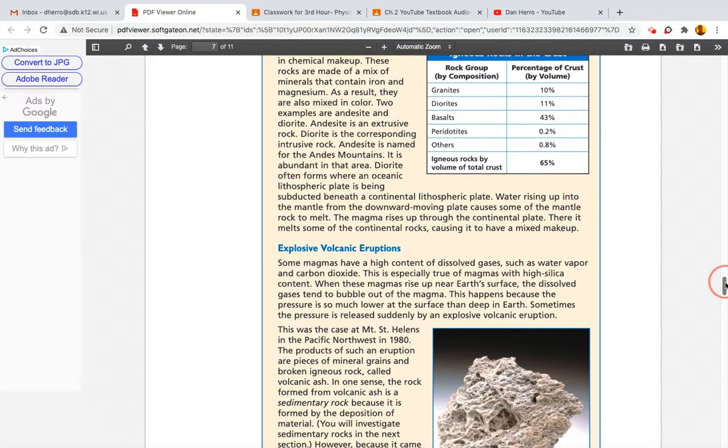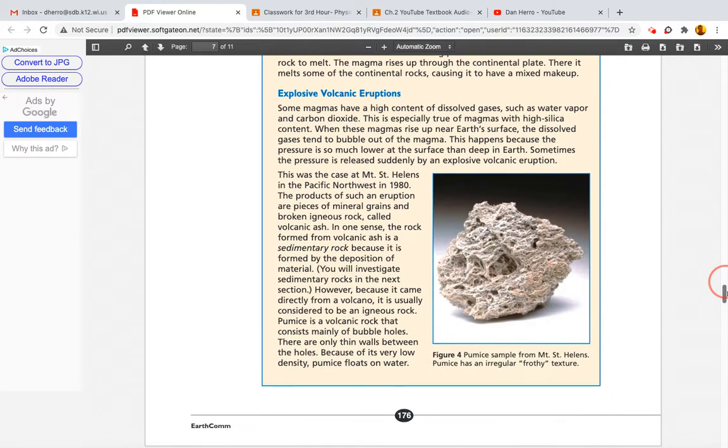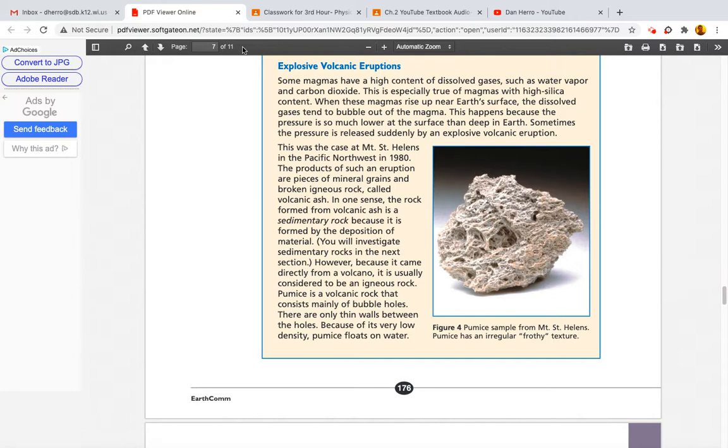All right. So we went through that. I believe we went through all this section. Now, or all of the subsection. Now we're on explosive volcanic eruptions.